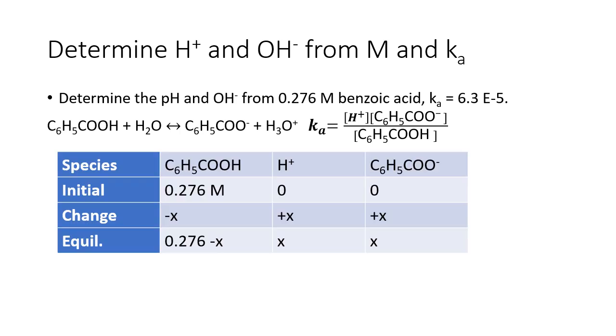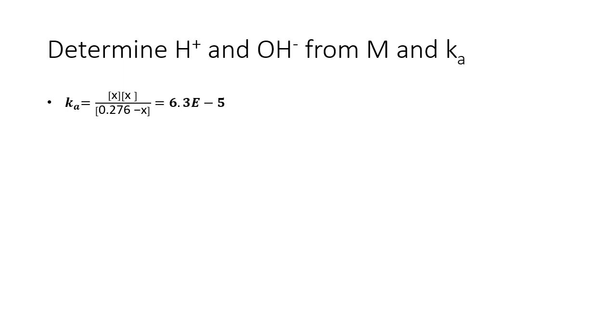So if we do that, we end up adding H plus and adding C6H5COO minus. We can plug that back into our Ka, so that we have Ka is equal to X squared over 0.276 minus X is equal to 6.3 times 10 to the negative 5. All right, so let's go on a little journey with this information. We can solve for X.